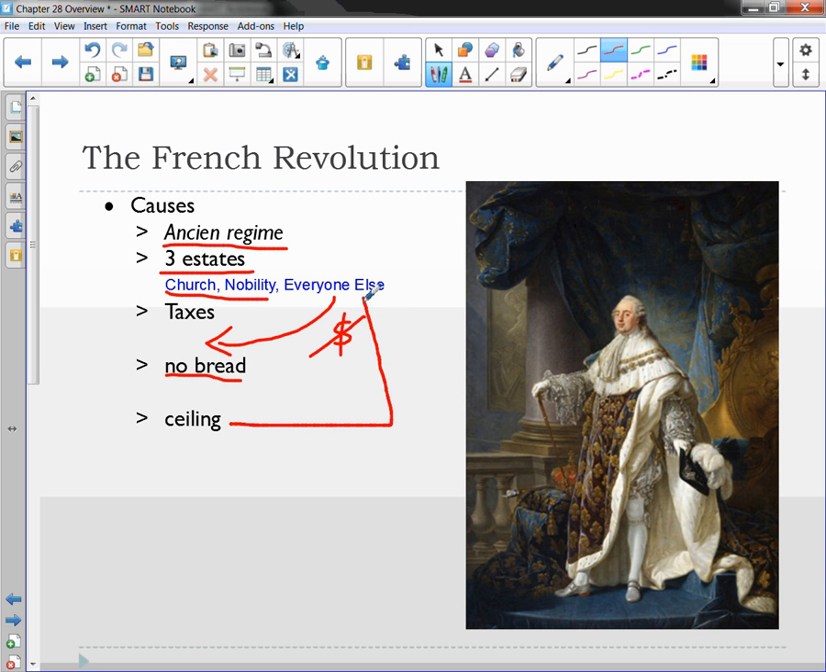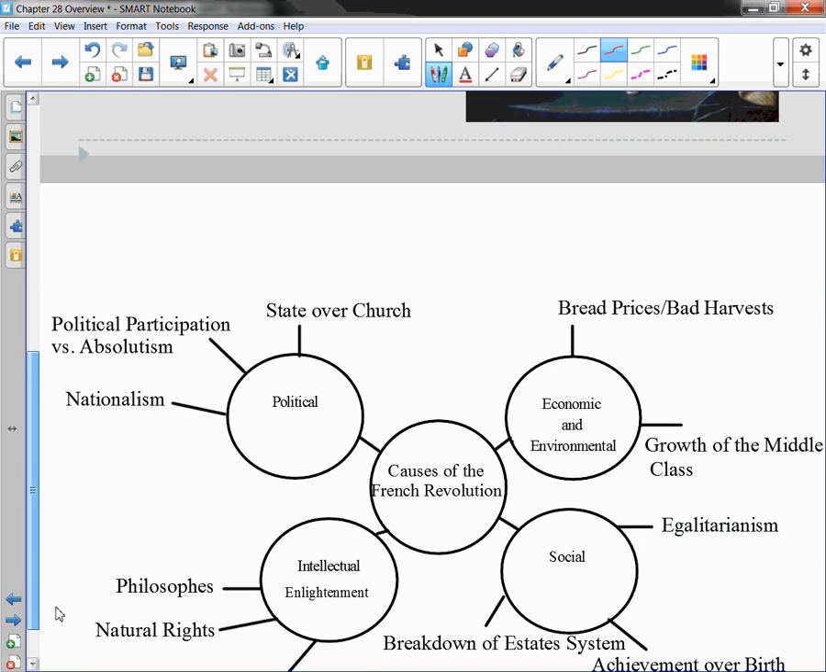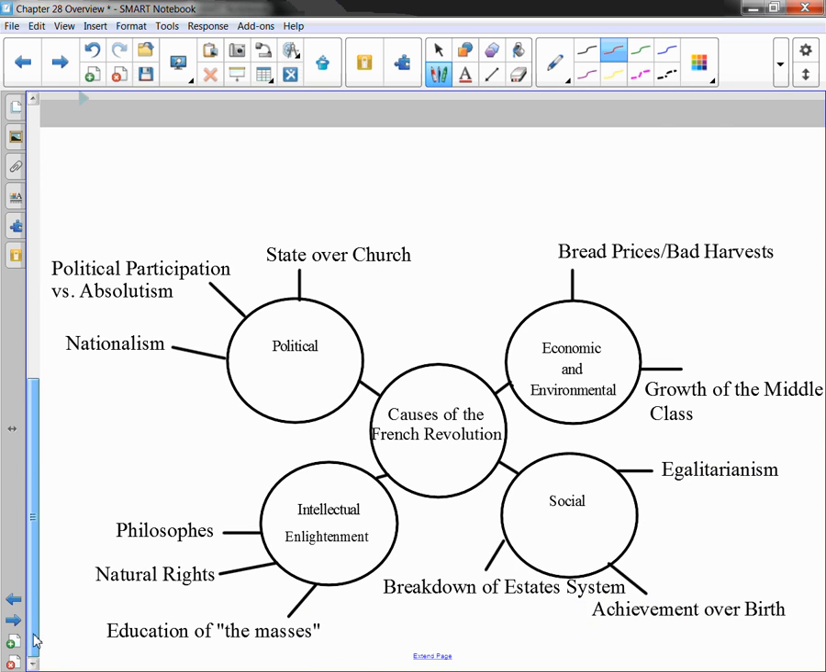Plus, there was a huge glass ceiling. A small percentage of everyone else were wealthy merchants. And even though they had more money than the nobility, they weren't allowed to do things like own land or big houses in the country or be a part of the second estate. This made them angry. So here's a more detailed look. Oh, sorry, this is Louis XVI.